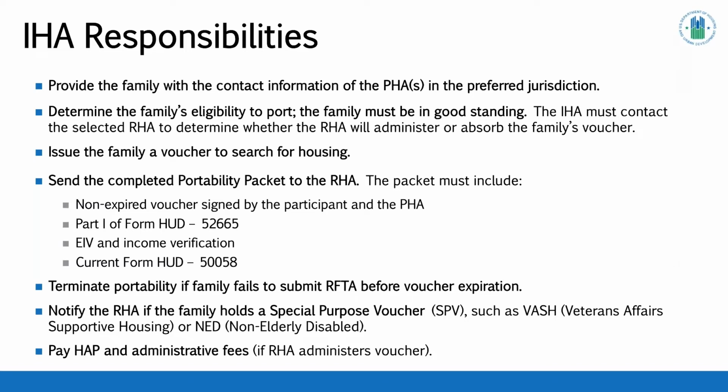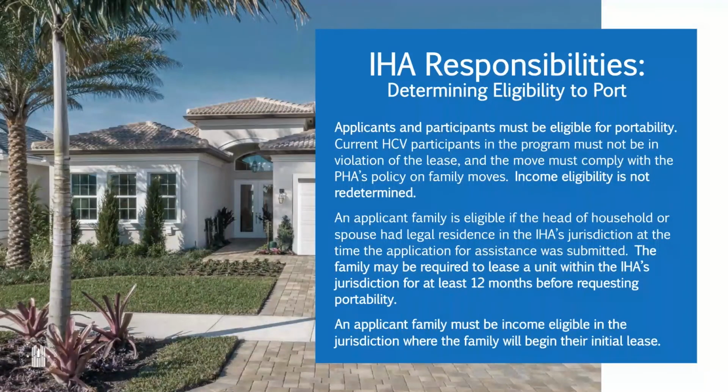So we talked about the initial housing authority determining if the family is eligible to port. Both applicants and participants must be eligible. Participants currently receiving assistance must not be in violation of the lease, and their move must comply with whatever the PHA policy is. Applicant families are eligible to port if the head of household or spouse had legal residence in the jurisdiction of the current housing authority at the time they applied for assistance.